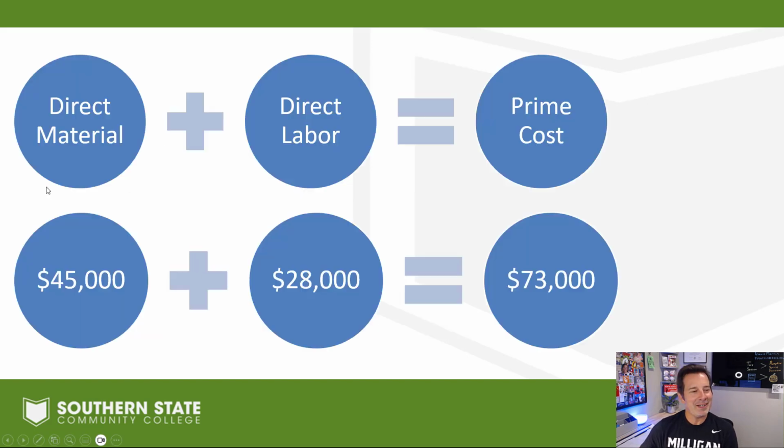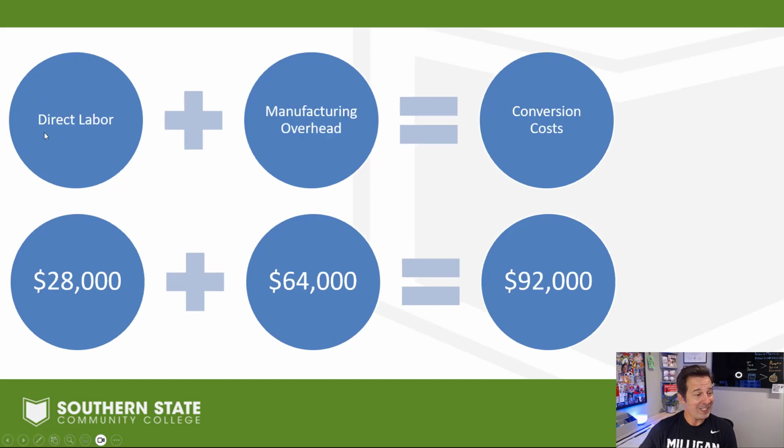All right, here we go. Prime cost. Direct material plus direct labor equals prime cost. Conversion. Direct labor plus overhead equals our conversion cost. Hopefully you got the right numbers on those two.